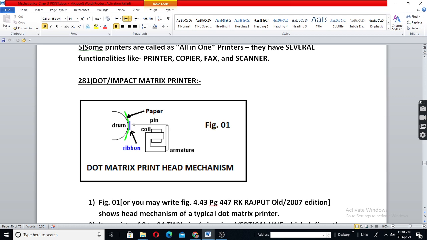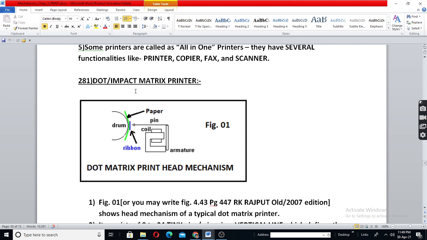It makes actually a dot. Now here this is a coil, and this is a magnetic material. There is a coil here. When you give supply to the coil, this armature, say an iron piece, is attracted. When this is attracted, the pin will strike the ribbon, and the ribbon will touch the paper, and a dot will be formed on the spot where the pin has touched. In this way, an image of dots is produced.